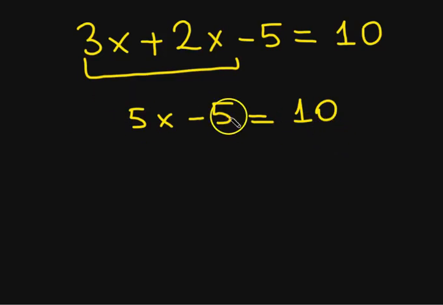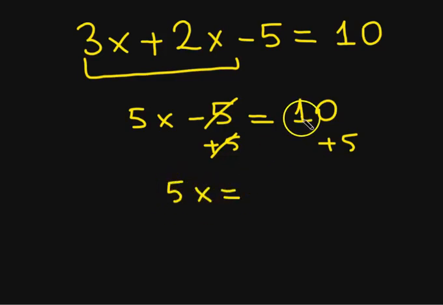So the next step will be plus 5 on both sides. On the left side, minus 5 plus 5, they are gone. I have only 5x. And on the right side, I have 10 plus 5, which gives me 15. So I have 5x equals 15, 5 times x equals 15. The next step will be division. We'll be dividing both sides by 5.